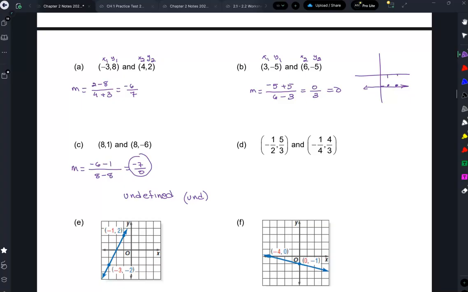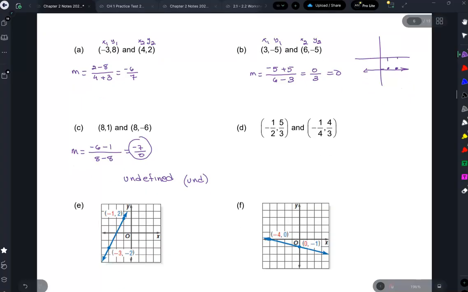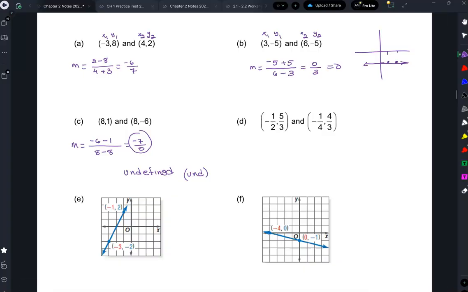And why is B not undefined? Because B is 0 divided by 3. You can divide 0 by a number, but you can't divide something by 0. It's like if you have 0 pieces of chocolate and 3 people, how much does each get? 0. But the other version is having 3 pieces of chocolate and 0 people. That just doesn't make sense. Okay? So if you can see it, just write undefined. It's either undefined or 0.